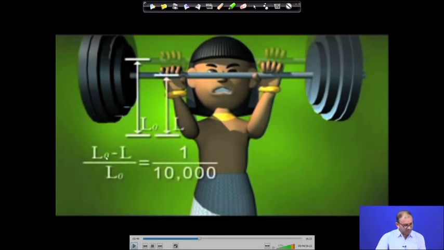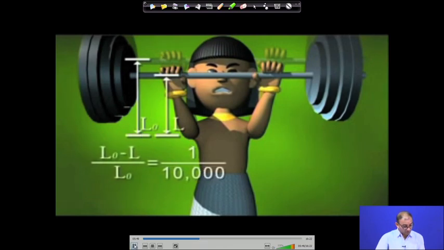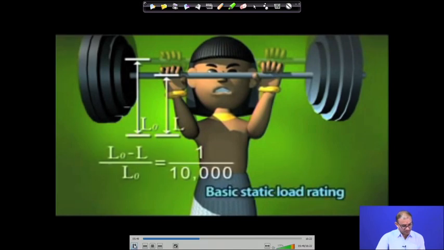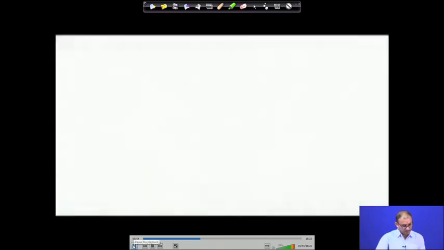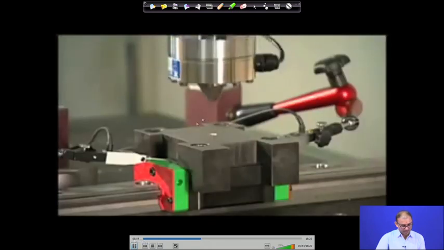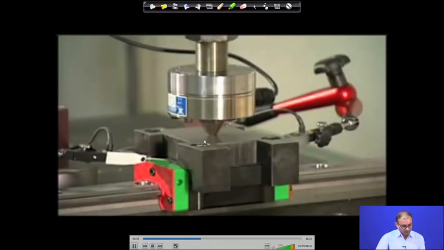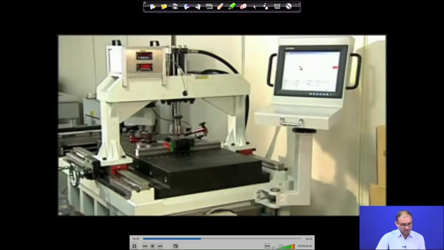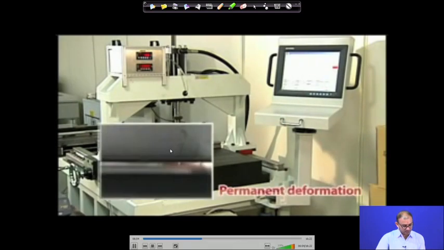So, when (L0 minus L) divided by L0 is 1 of 10,000 of this point, that is called the static load bearing capacity. Right now we are not moving it. This is in the static location only. This is how we can calibrate this: you put a load from the top and it will give a load versus displacement curve on this particular chart.